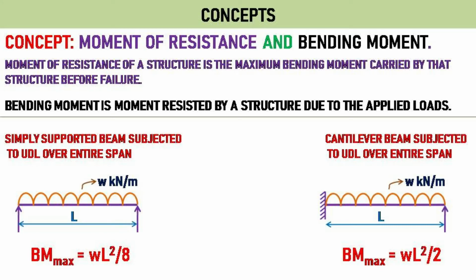Maximum bending moment for a simply supported beam and a cantilever beam subjected to uniformly distributed load over its entire span are shown here. Maximum bending moment for a simply supported beam subjected to uniformly distributed load over its entire span is given by W times L square by 8. Maximum bending moment for a cantilever beam subjected to uniformly distributed load over its entire span is given by W times L square by 2. We have to remember these values to design.